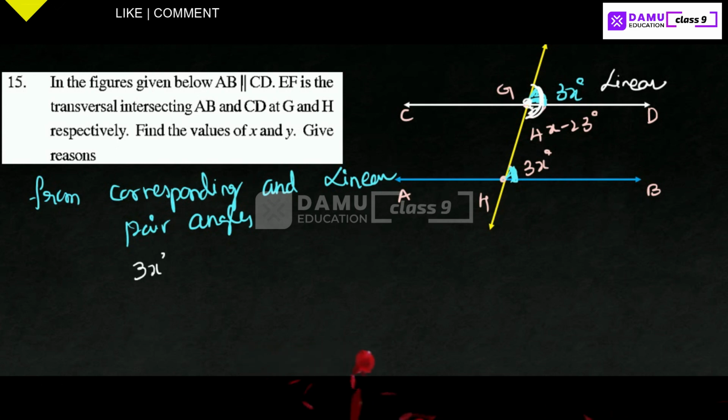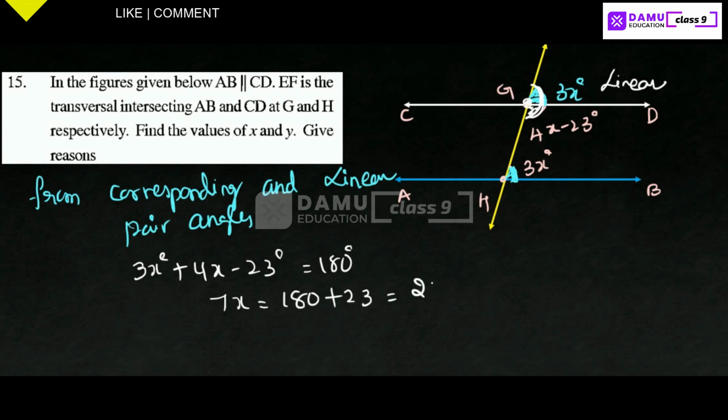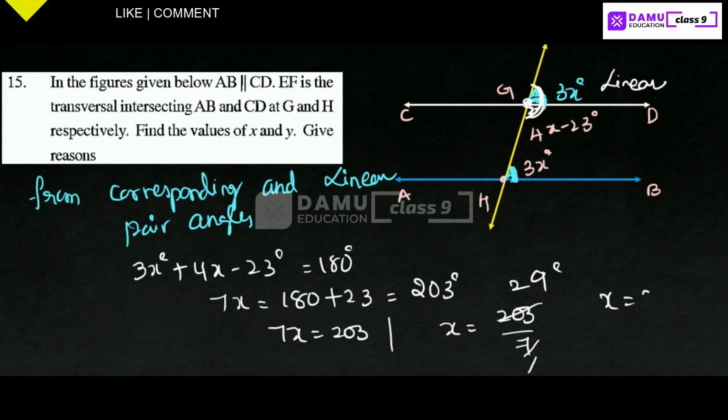That is 3x degrees plus 4x minus 23 degrees will be equal to 180 degrees. 7x will be equal to 180 plus 23, that is 203 degrees. Then x will be equal to 203 by 7. 7 ones are 7, 7 twos are 14, then 63. 7 nines are 63, then x will be equal to 29 degrees. And this angle is what? 3x, so 3 into 29. 3 into 29 will be equal to 87 degrees.